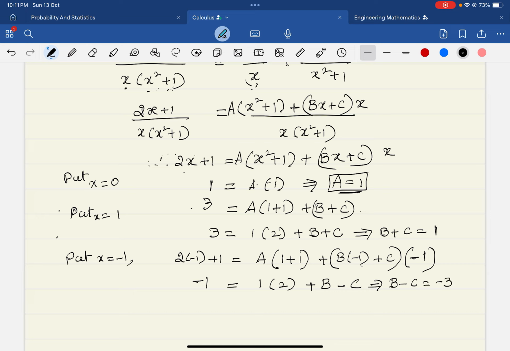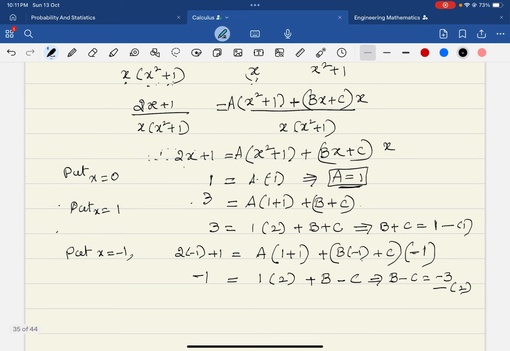So we got one equation here, another equation here. Now solving 1 and 2.